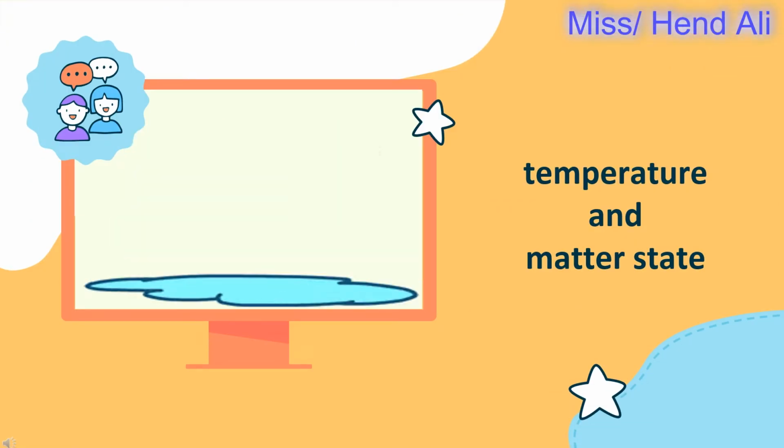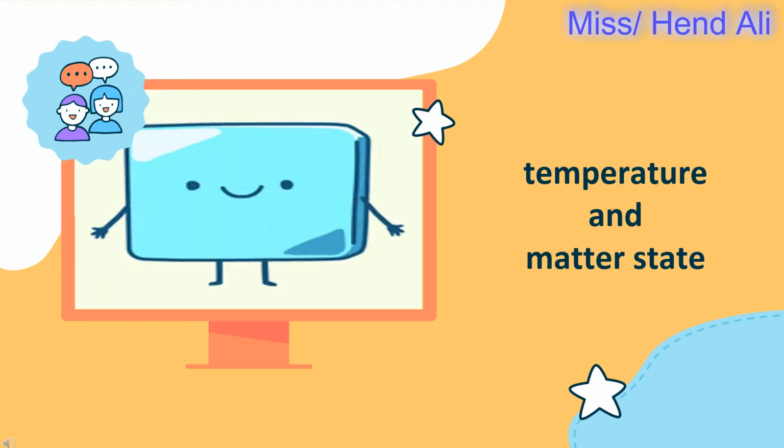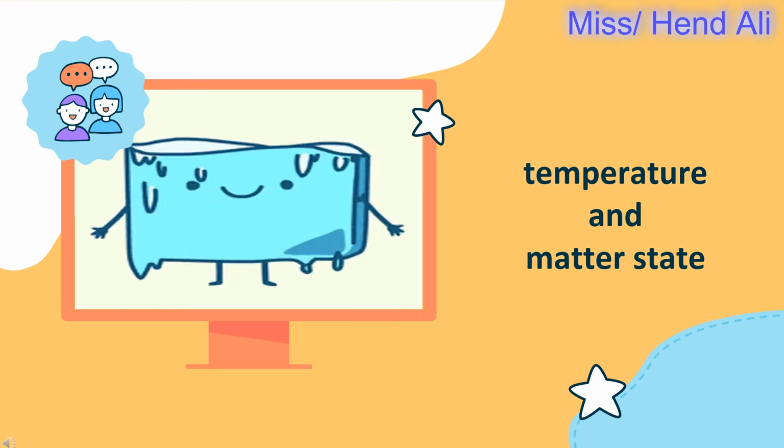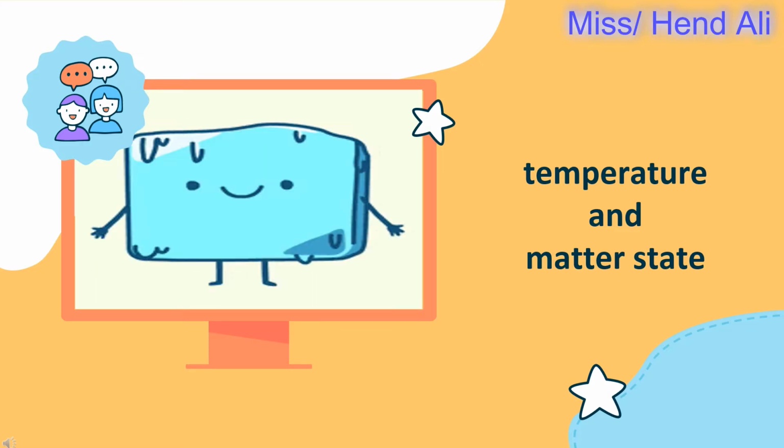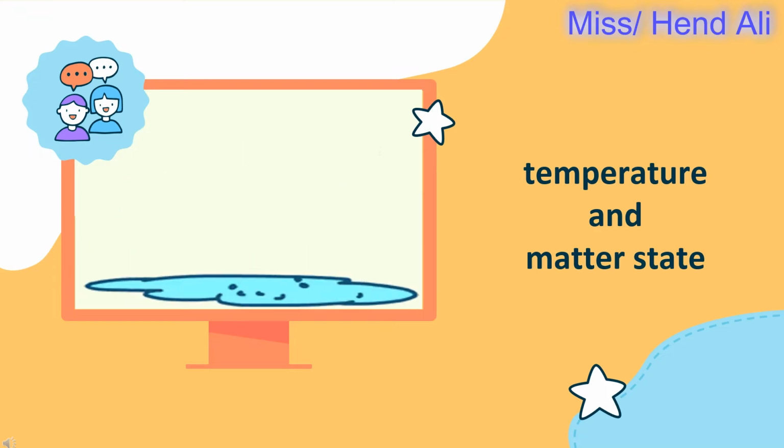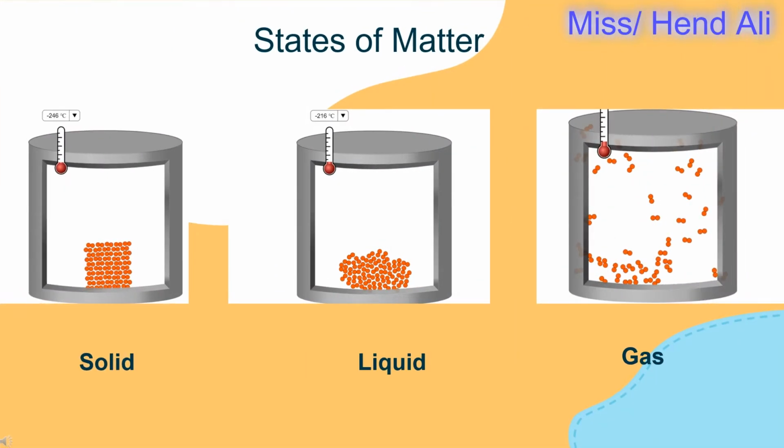Now let's learn about the temperature and matter state and know how the temperature will affect the state of matter. Can the temperature change the matter from solid to liquid and from liquid to gas? Let's figure out. We already know that we have three states of matter: solid, liquid, and gas.